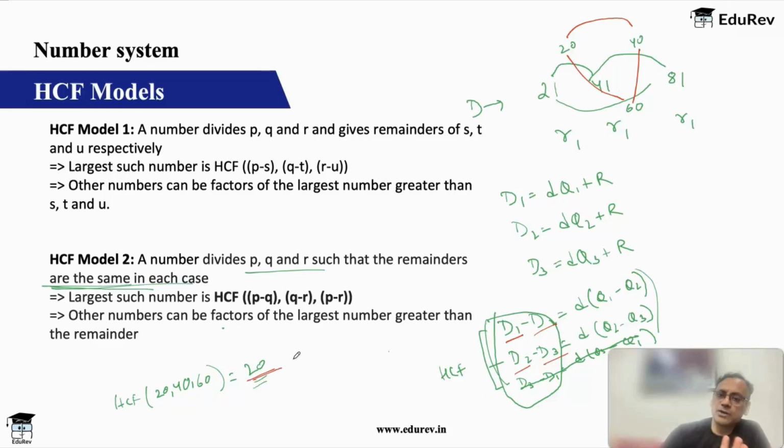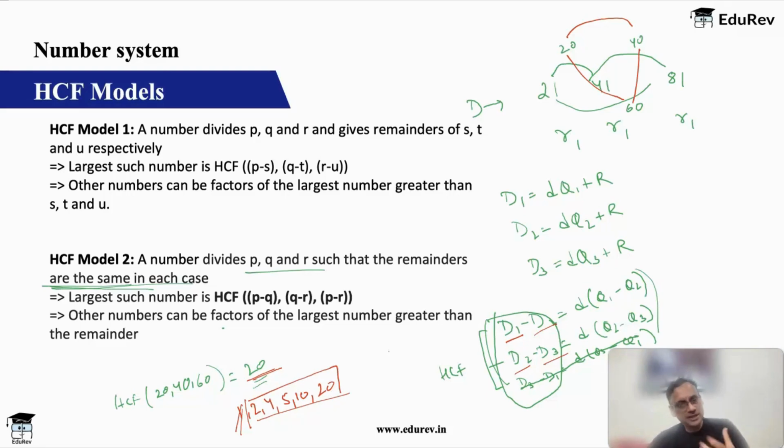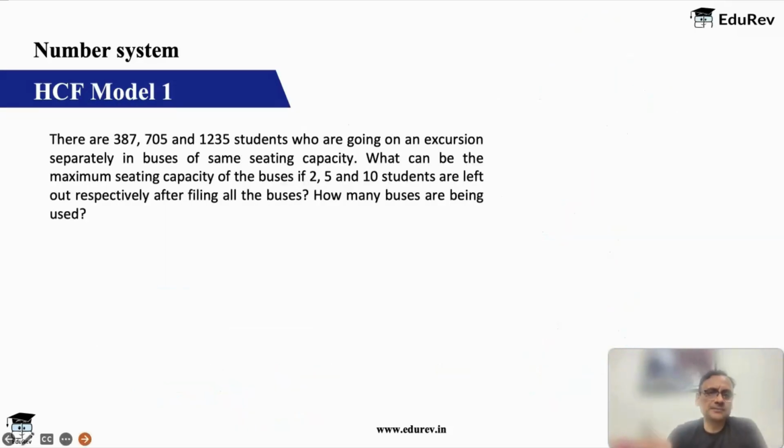Okay, again one word of caution here. 20 is the highest common factor. Factors of 20, that is 1, 2, 4, 5, 10, 20, are also possible. Not 1, because the remainder is 1, but all these are correct answers: 2, 4, 5, 10, 20. 20 is the largest possible answer. Okay, great. Let's do a couple of questions to understand them better.